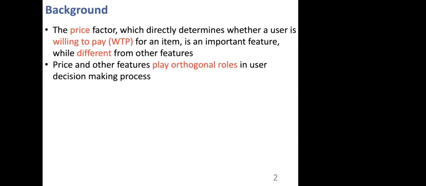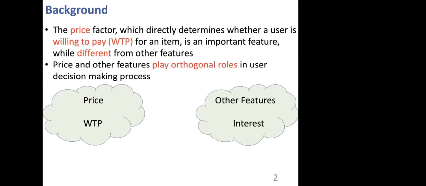And we believe that the price feature and other features play orthogonal roles in the user decision-making process. Specifically, the price feature determines users' willingness to pay, and other features determine users' interest. Only when an item both matches users' interest and users are willing to pay will the user purchase that item.